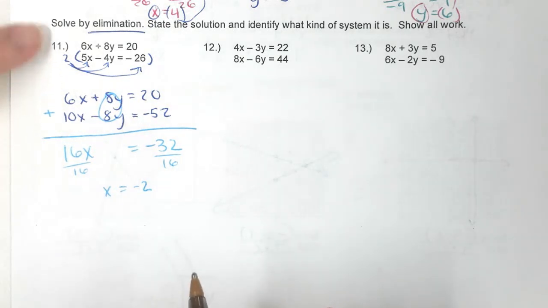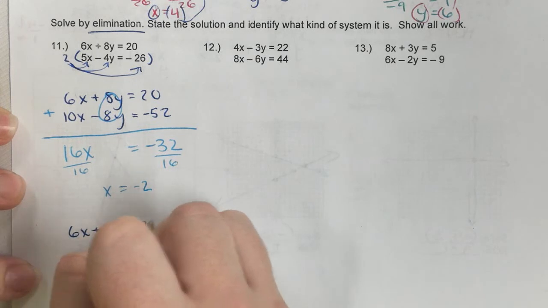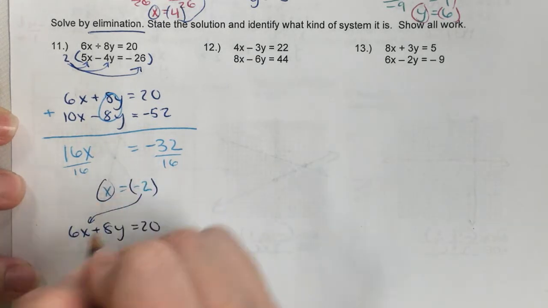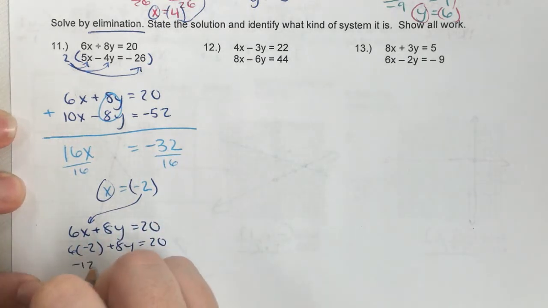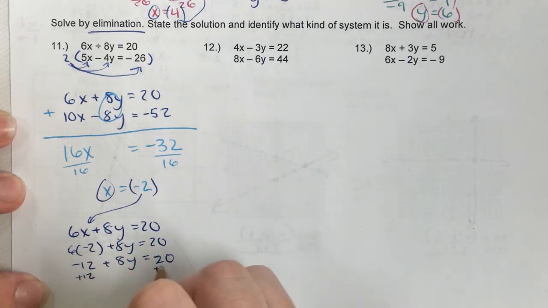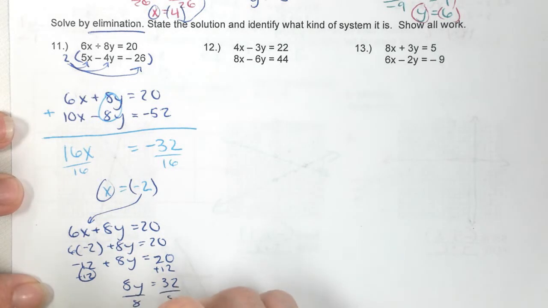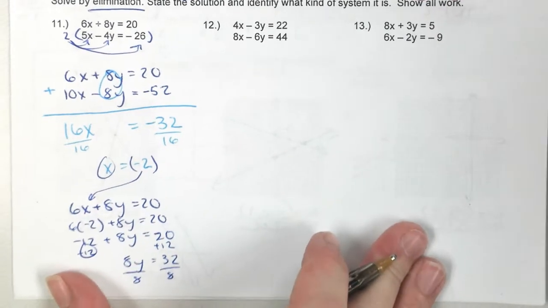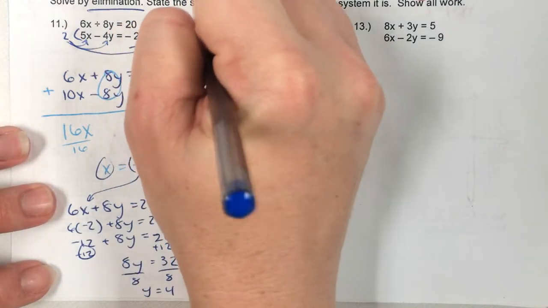So then remember, I can pick either equation. It's just like substitution now, and plug it in. So I'm going to pick the first one because they're positive. 6x plus 8y equals 20. And I'm going to replace x with negative 2. Well, 6 times negative 2 is negative 12. So I'm going to add 12 to both sides. And I get 8y equals 32. 32 divided by 8 is 4. So my solution is negative 2, 4.